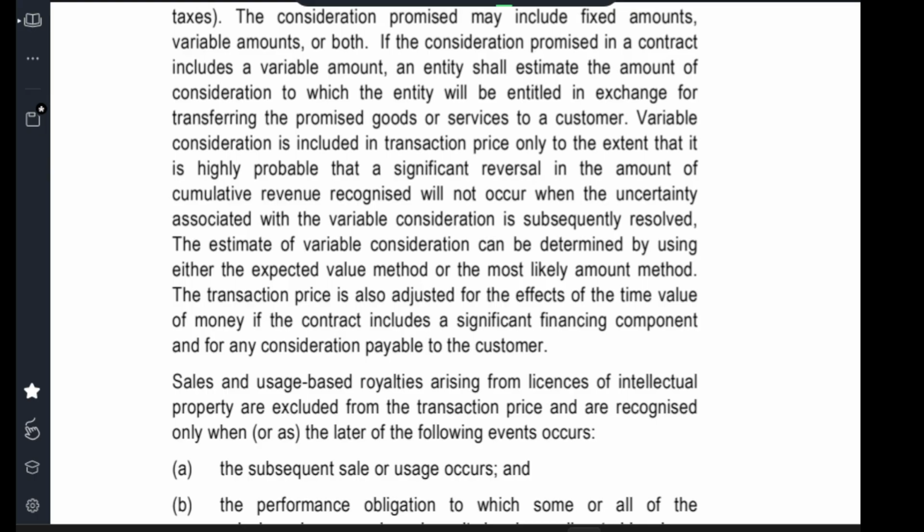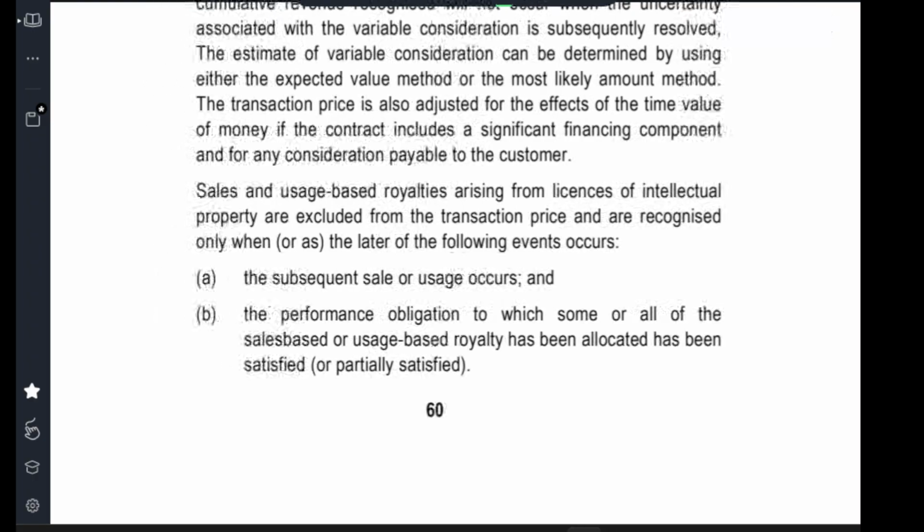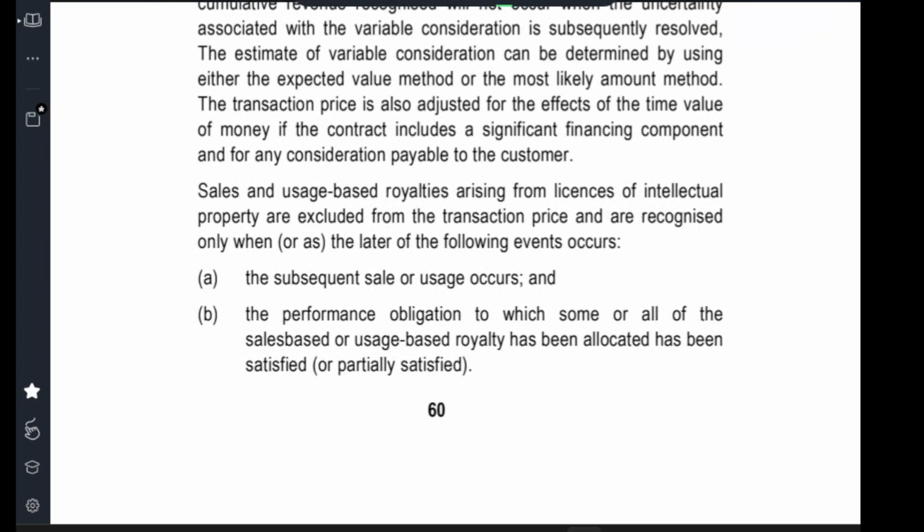Example, in building construction, I have completed 70 percent of the construction. 70% construction is completed. We should get a certificate. We can't say I have completed 70%, but actually been done only 40%. Nothing like that. Actually, what is completed, only that should be taken. We can't first get the payment and then book the profit, nothing like that. The estimate of variable consideration can be determined by using either the expected value method or the most likely amount method. So how to find that expected value or most likely amount, what proportion we can get.